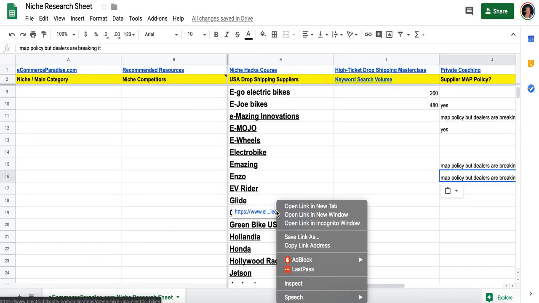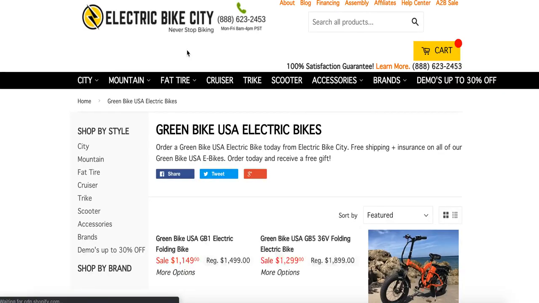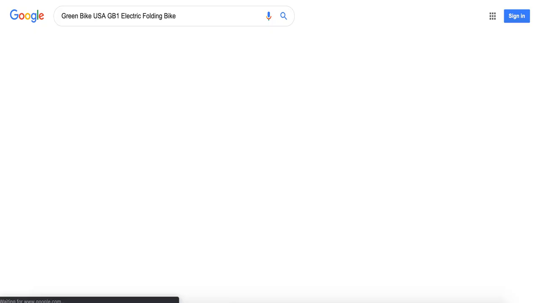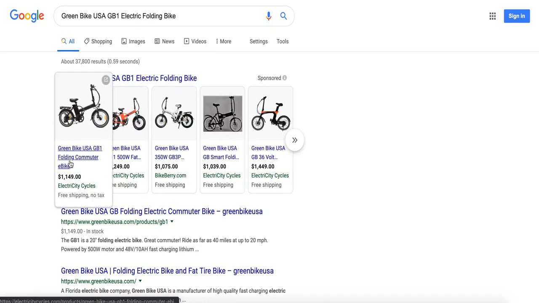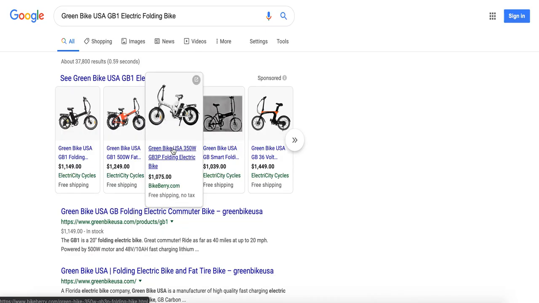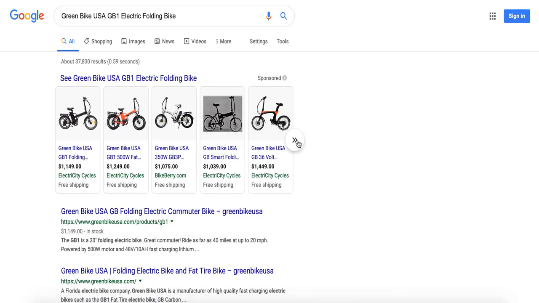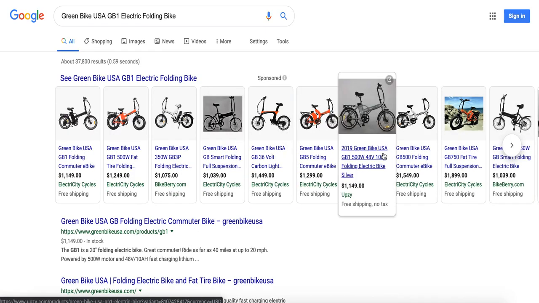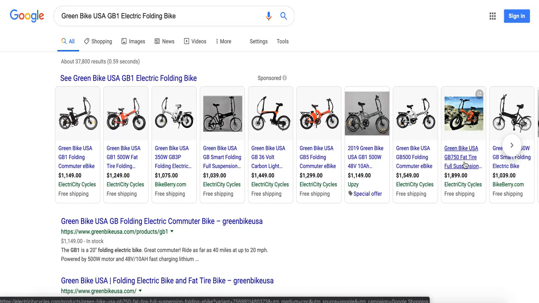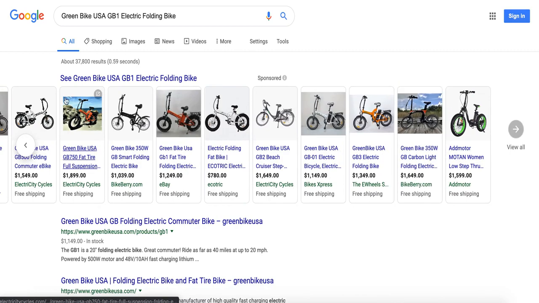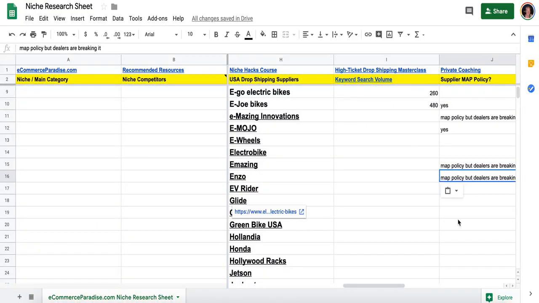Okay, so let's choose a different one. $11.49, $12.49, $10.79. That's a different model. $11.49. $11.49. Okay, good. So that same model is the same price across multiple stores, and the supplier is selling it for the same price themselves. That is an ideal brand to deal with, so we will mark them as ideal.